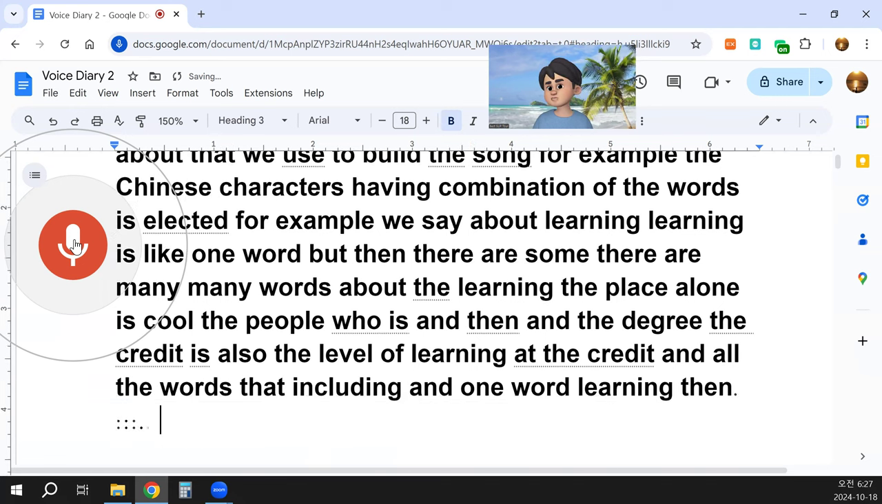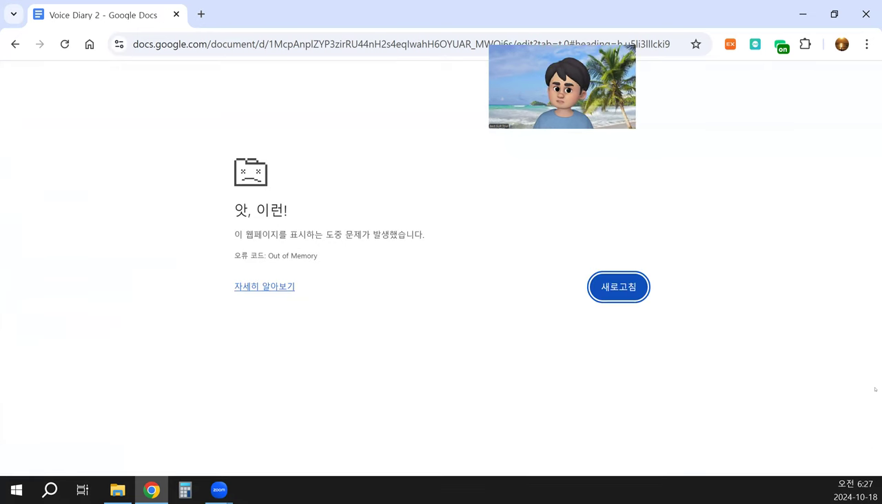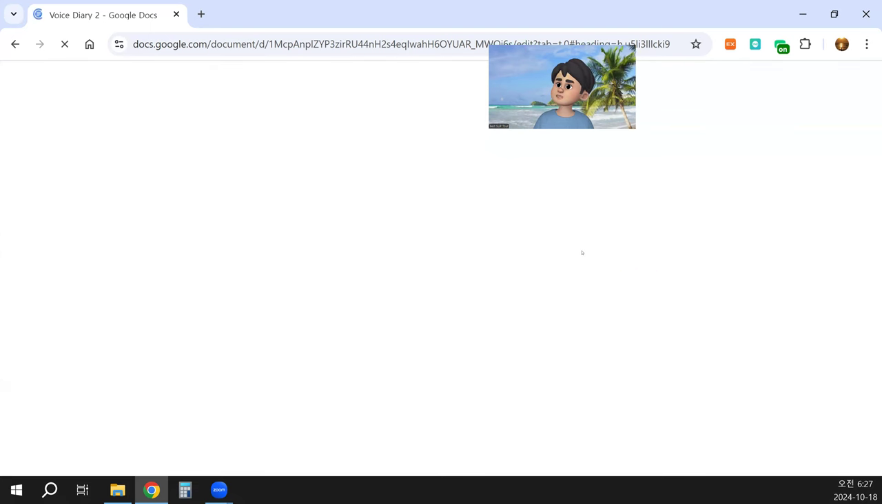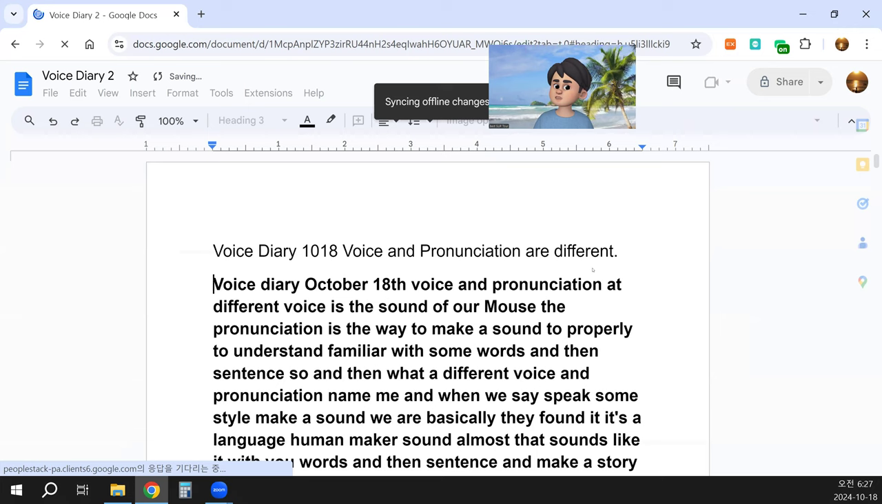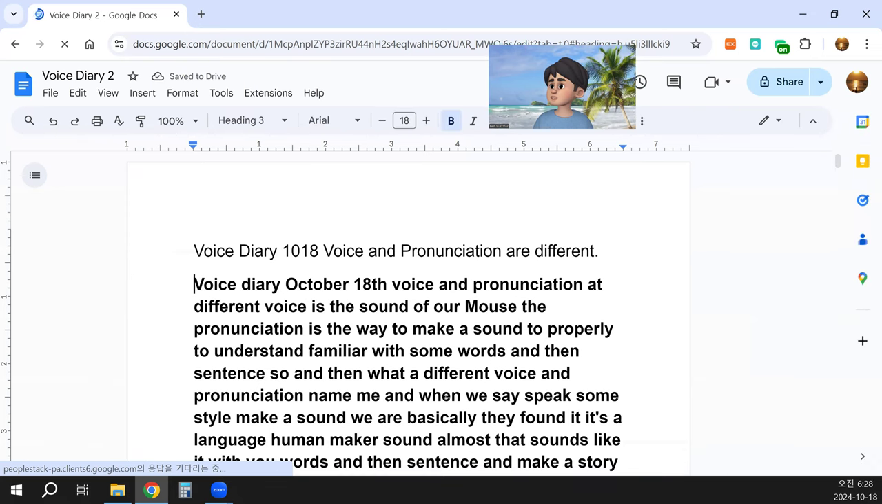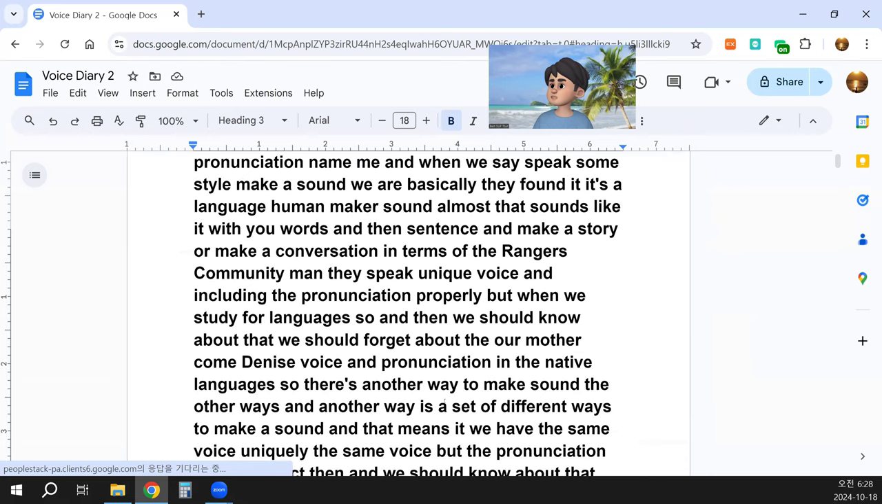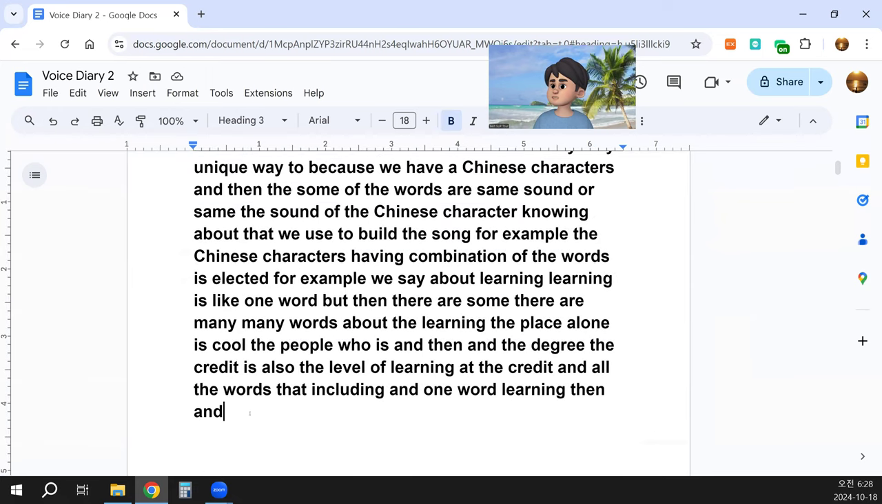It's the same in Korean and Vietnamese. They have combinations with different but similar sounds, but not totally similar. A little bit of the sound is similar, and the combination of words is the same. That is a very important part. The combination of words is the same. So we can build vocabulary in this way, and knowing about that is very important.